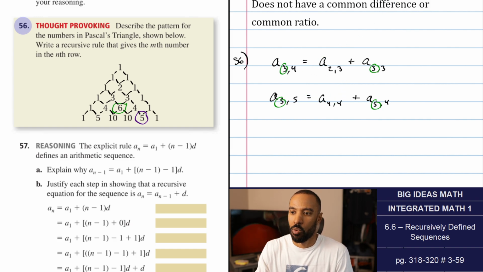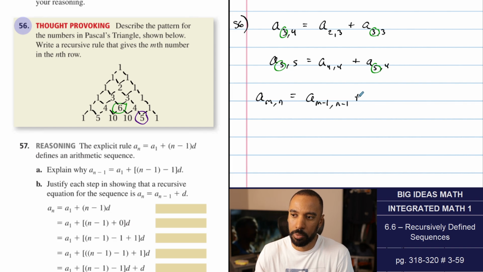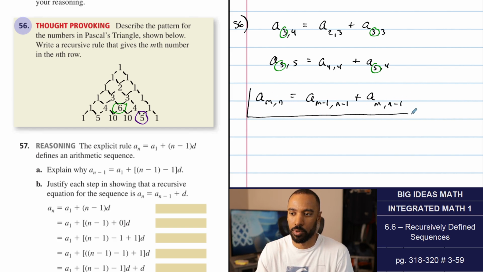So, okay, what I think I see here is the mth number in the nth row. I can do a sub m minus 1 comma n minus 1 plus a sub m comma n minus 1 like that. I think that's what we're doing there.